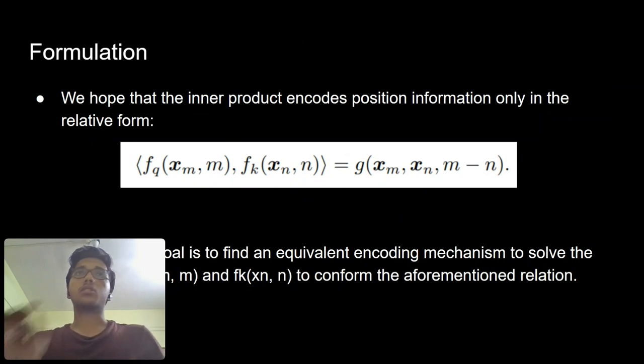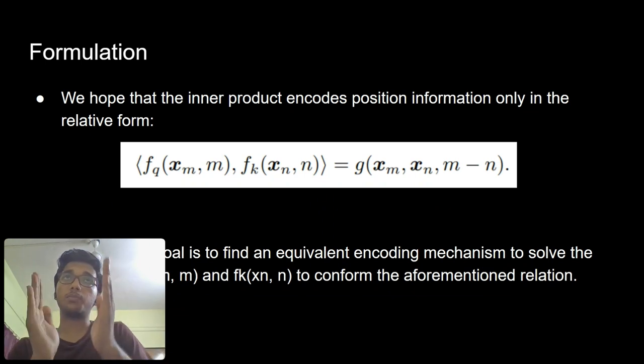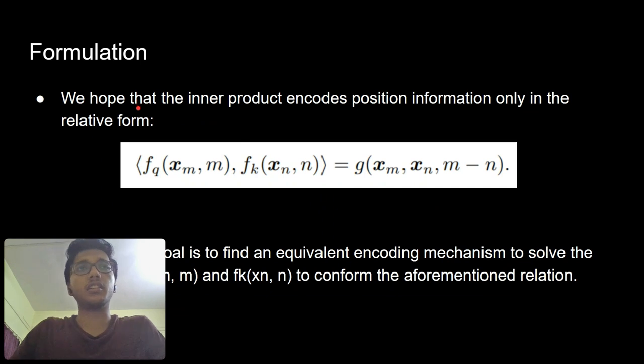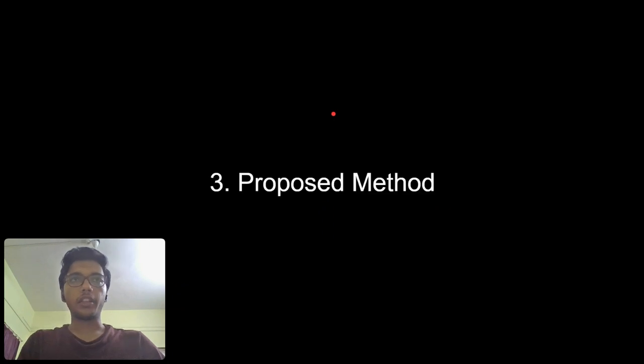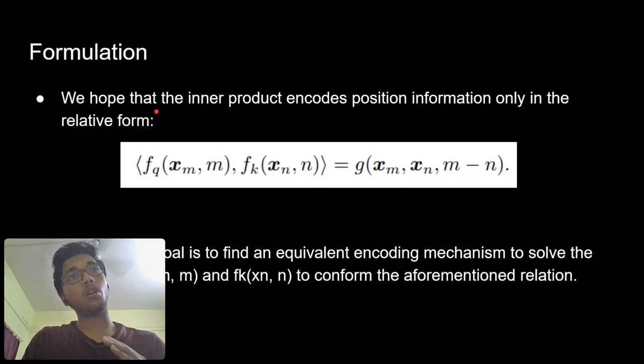Right. As we go further, you would see that they prove with experimental values that both the first and the second techniques are captured in the third part. Here is how they formulated the problem: we hope that the inner product encodes position information only in the relative form. We know that in the attention part, this is actually an inner product, right? So here they say we hope that the inner product encodes position information only in the relative form.